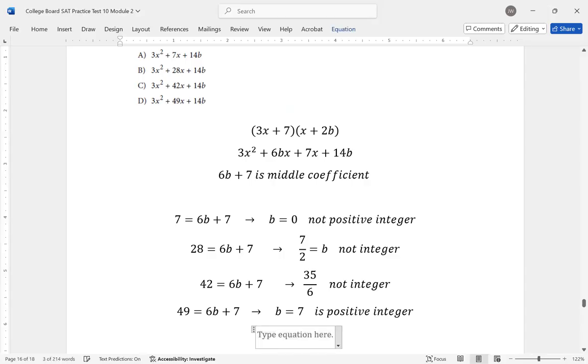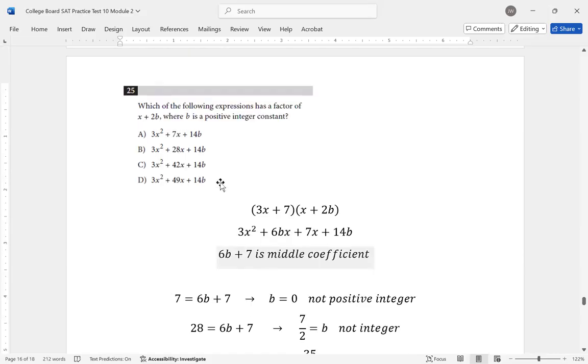So D is the only option that's going to work because 49 is the only middle term that can be written as 6b plus 7, where b is a positive integer. So D is the answer to question 25.